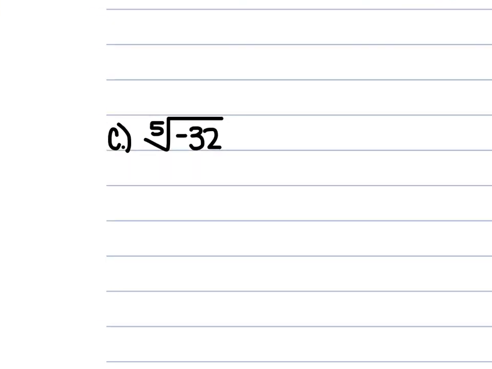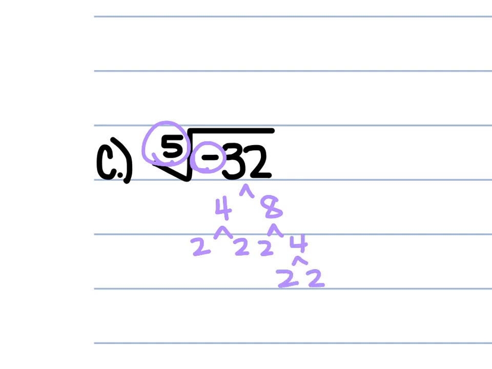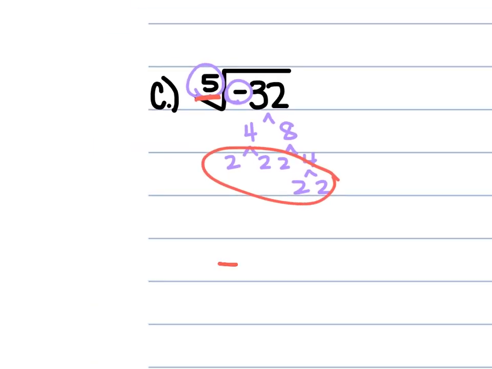For C, we have the 5th root of negative 32. So because it is odd, we're going to keep the sign underneath. 32 is 4 times 8. 4 is 2 and 2. 8 is 2 and 4. The 4 is 2 and 2. So we're looking for 5. We have 5 2's. So you're going to keep the sign underneath the radical and then put the 2 with it.